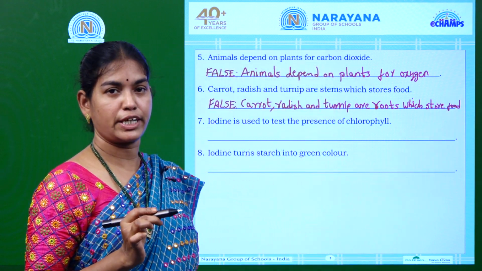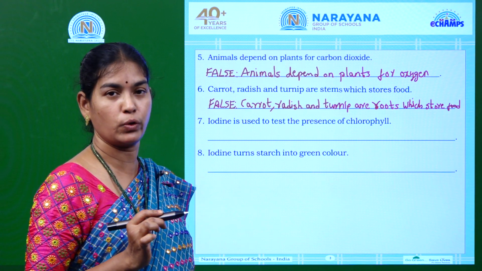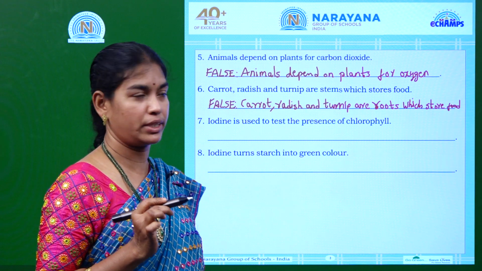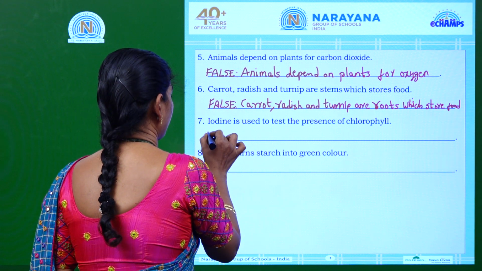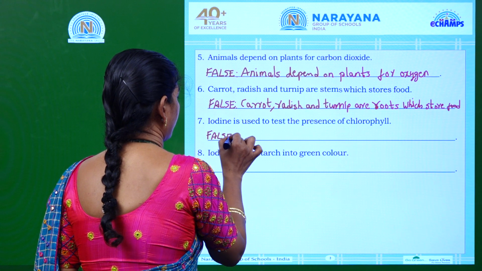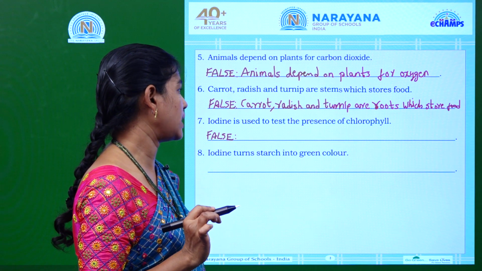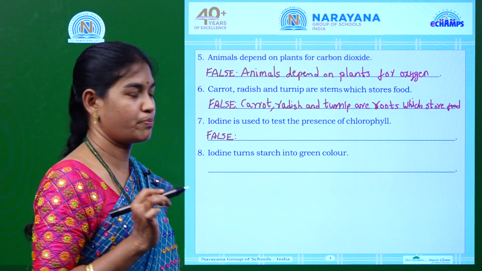Now coming to the next statement, the seventh statement: iodine is used to test the presence of chlorophyll. This is a false statement. The correct statement is: iodine is used to test the presence of starch.